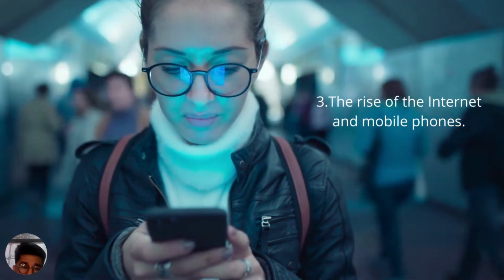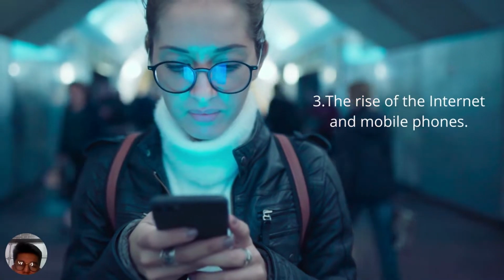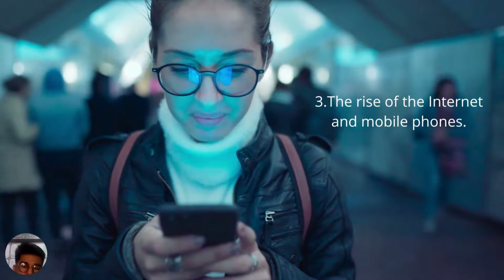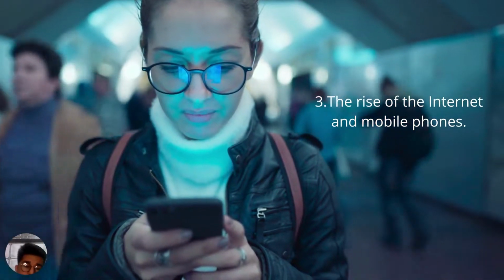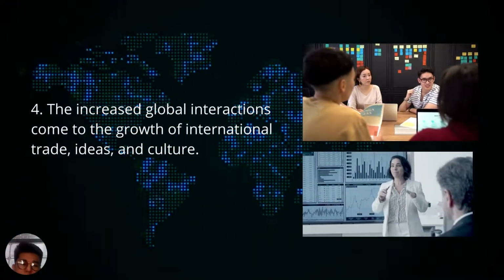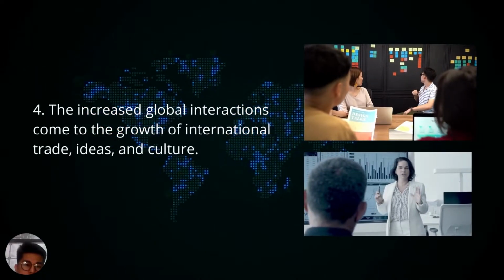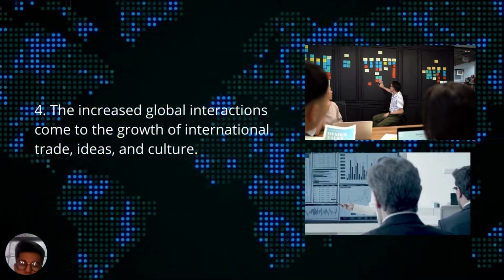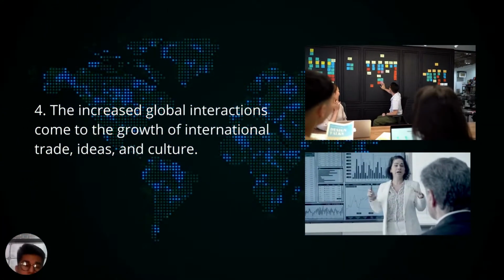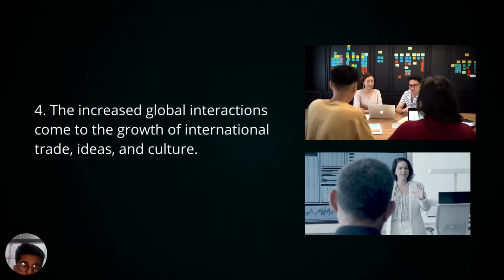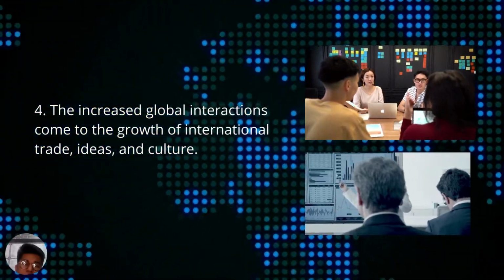And three, the rise of the internet and mobile phones. Mobile technology did not only improve business, but it also transformed personal relationships. The fourth one is the increased global interaction, which led to the growth of international trade, ideas, and culture. However, conflicts and diplomacy are also large parts of the history of globalization and modern globalization.